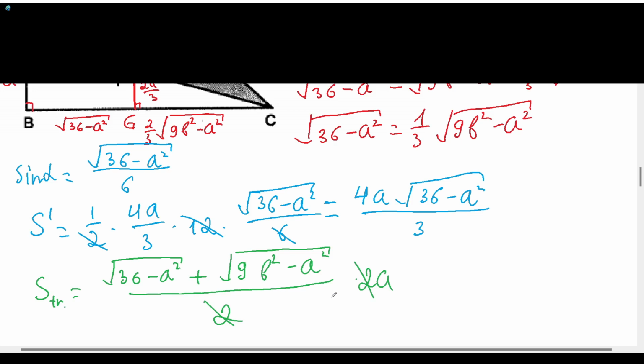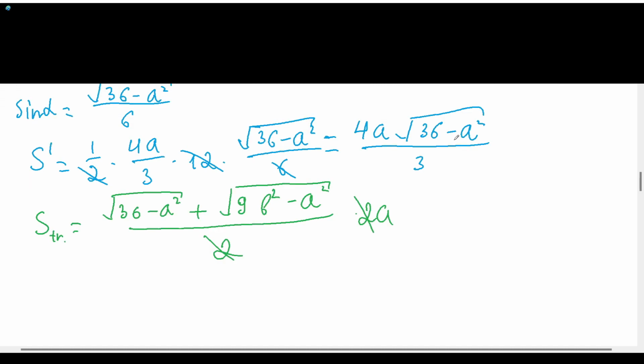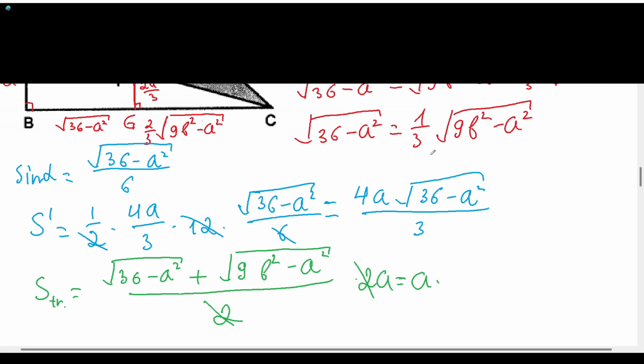Now the important part is to plug in, instead of the square root of 36 minus A squared, this expression, in order to cancel at the end. So 2A times, instead of this, we'll plug this one. So 1 over 3 plus 1 will be 4 over 3, times the square root of 9b squared minus a squared. And now we can divide them.